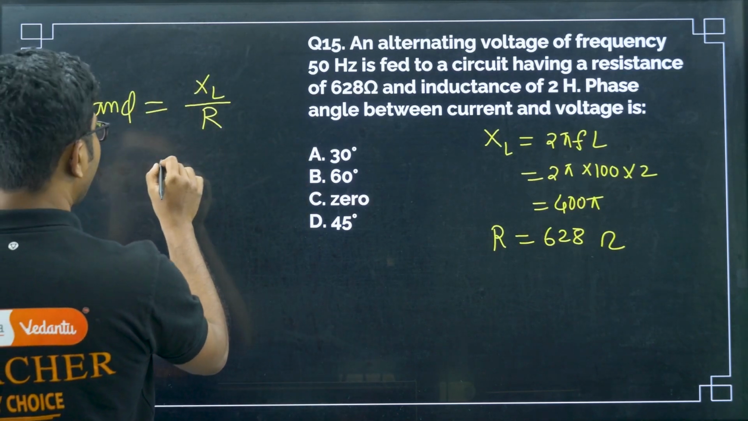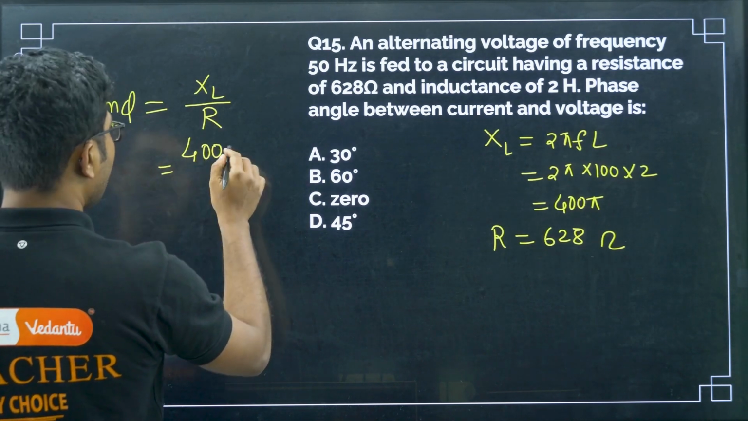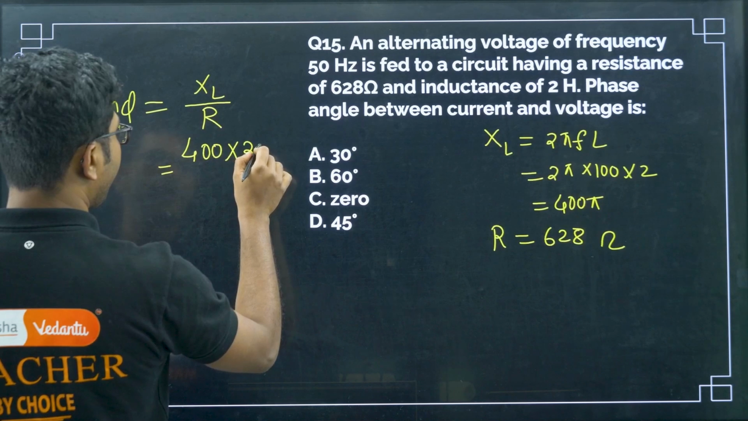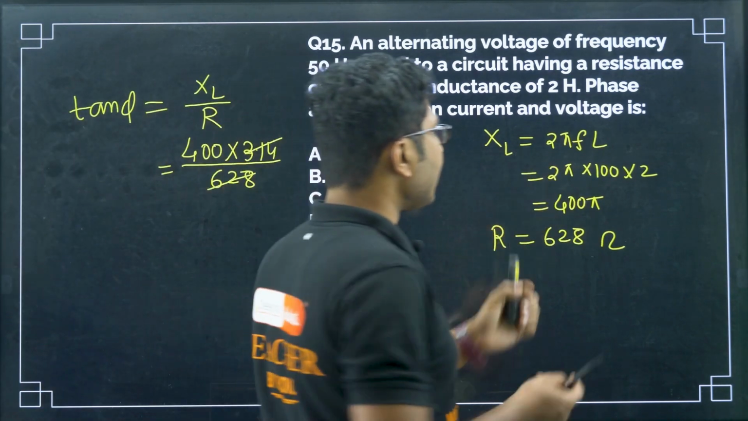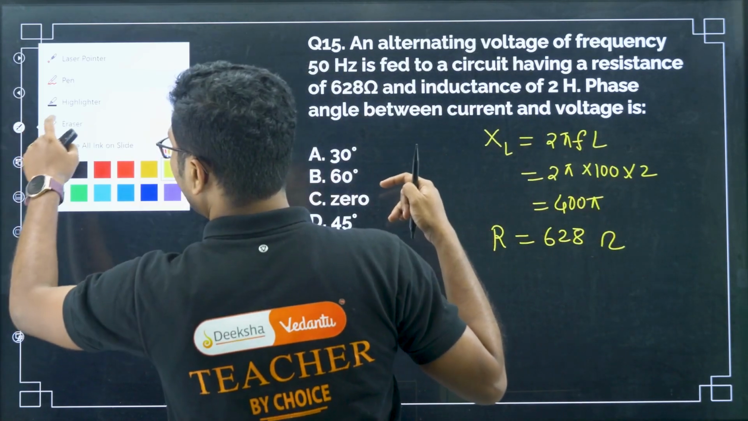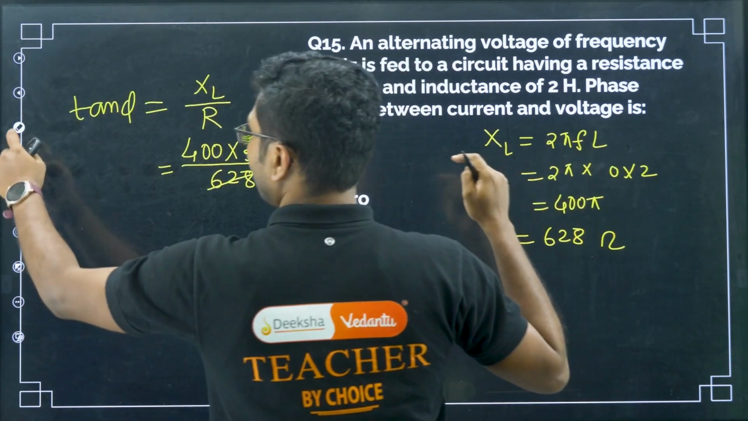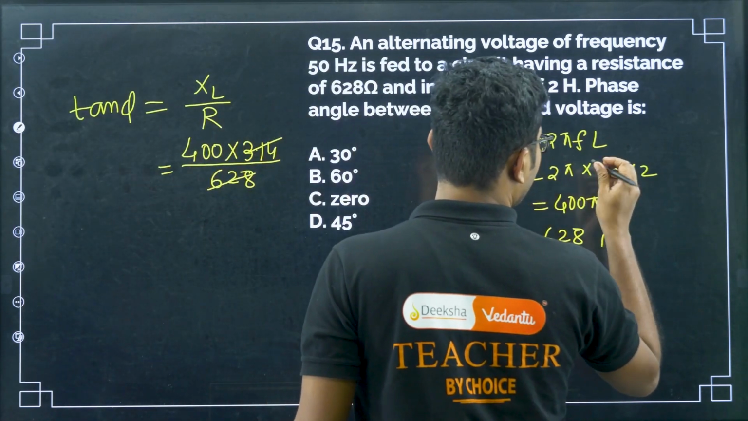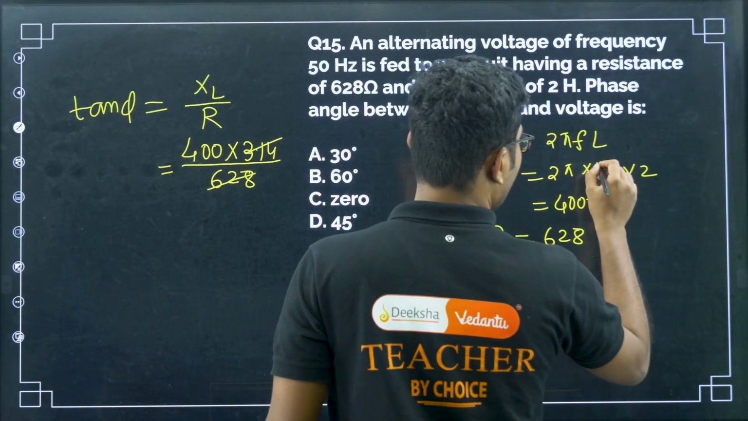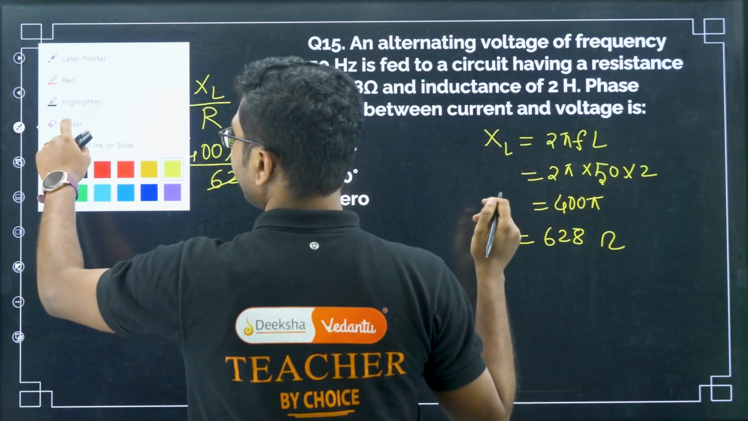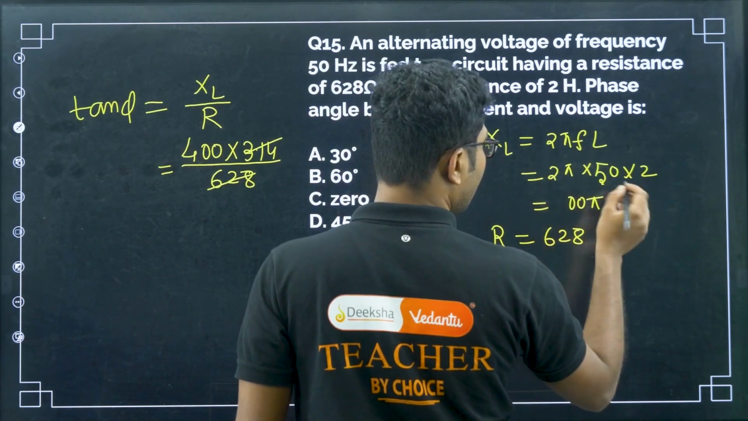Now, what you have to do? You have to put the values, 400 times 3.14 divided by 628. So, I made a mistake here, frequency is not 100, it is 50, right. So, that is why the answer is not coming. So, it will be 50, so it will not be 400, it will be 200 only, right. So, 100 into 2 is 200.